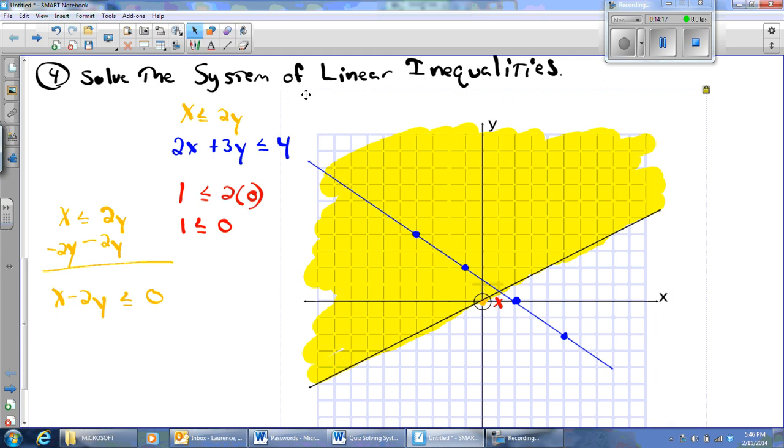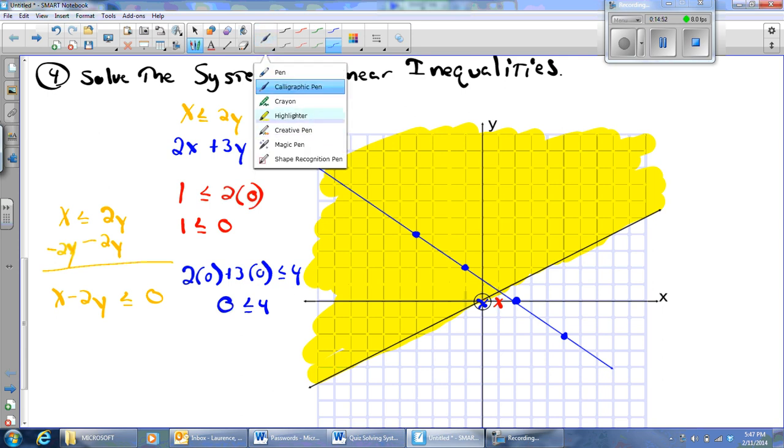And now I have to see which side of the line I need to shade. Well, can I plug in the origin on this one? Sure, because the line doesn't go through the origin. So this time I'm going to plug the origin in. I'm going to get 2 times 0 plus 3 times 0 less than or equal to 4. The left-hand side simplifies to 0 less than or equal to 4. So I got a true statement, so I will shade where the origin is.